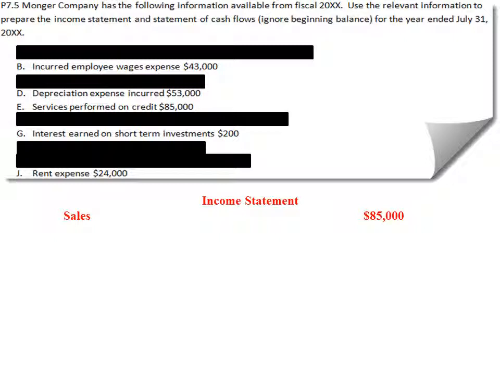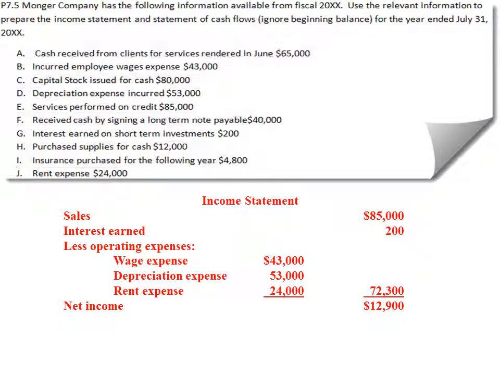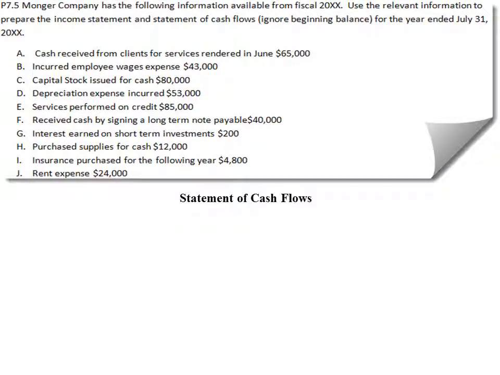Our sales is obviously going to be our first one, and that's going to be $85,000. My interest earned, which is a revenue account, is going to be $200. Less my operating expenses. In this case, my operating expenses are wage expense, depreciation expense, and rent expense, totaling up to $72,300. So my net income, if I take my revenue less my expenses, will be $12,900.